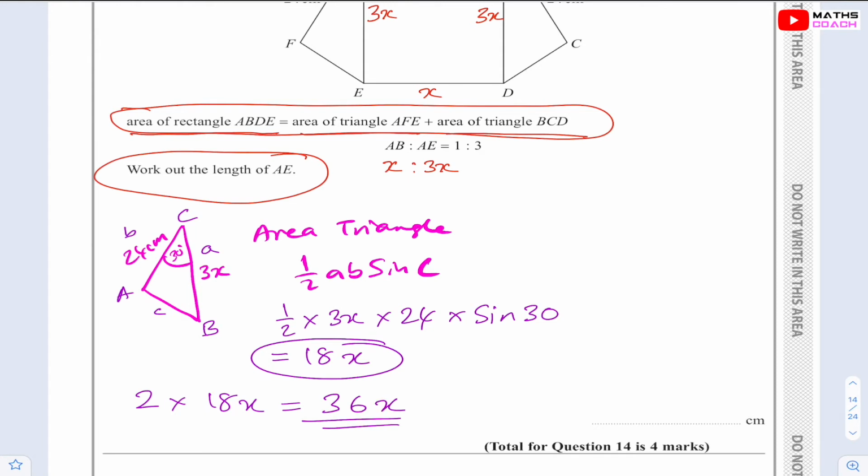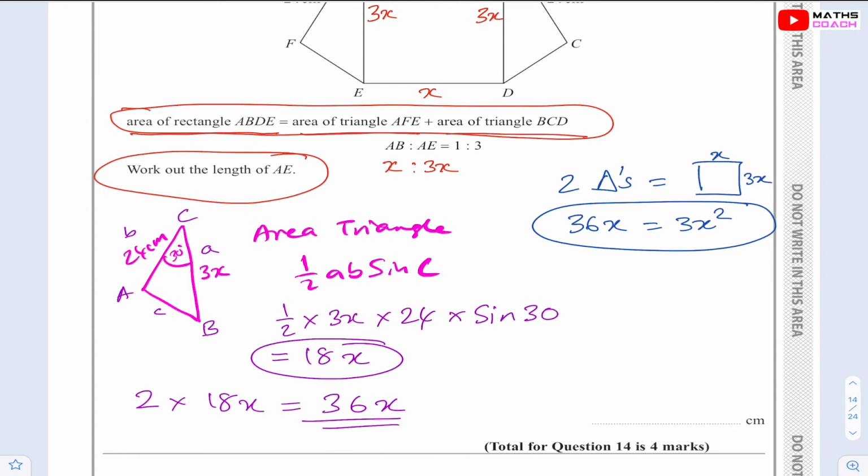And we know that 2 of the triangles is equal to 1 rectangle. The rectangle here was x and 3x. So the area of the 2 triangles was 36x, and to work out the area of this rectangle you do x times 3x, which is 3x squared. So now we have an equation and we can just solve this. What we can do is take the 36x to the other side. Now often some students might choose to divide by x here.